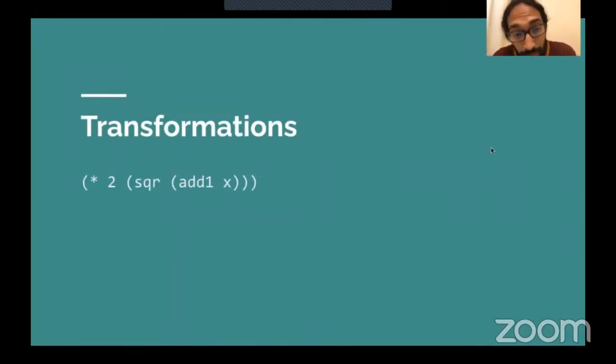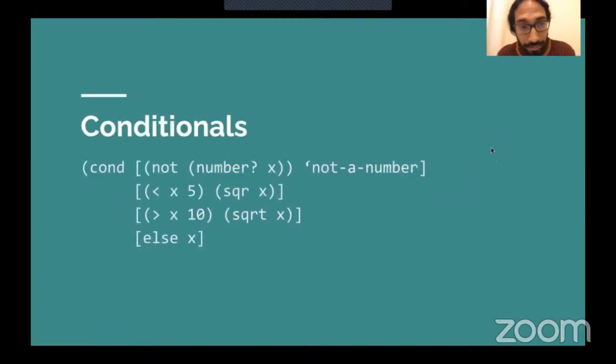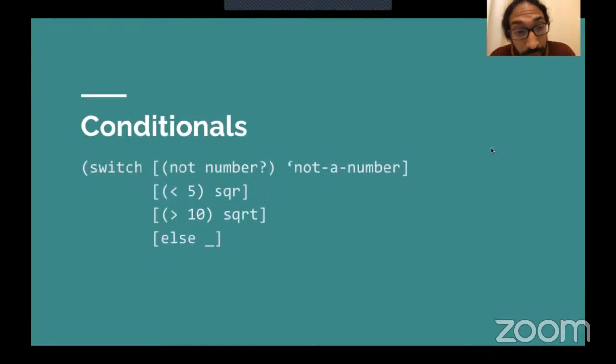So now when we look at the transformation that we saw earlier, it goes from looking like this to this, where you can see that it is a clear sequence of transformations. The predicates go from that to that. And this expression encodes that it is a compound predicate. So it has more information than the other version does. This conditional expression goes from mentioning the input value 6 times to mentioning the input value not even once.